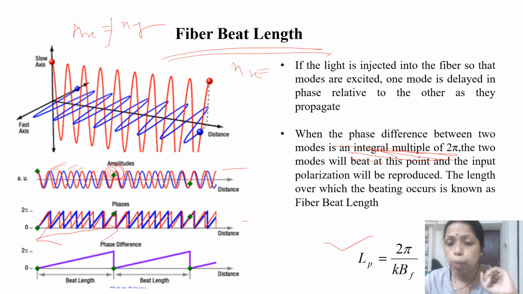L_P is equal to 2 pi by k times B_f, where k is the propagation constant, right? So I think it is clear. The phase difference will be different when both waves enter the fiber, but after a certain period of time, both phases will be the same.